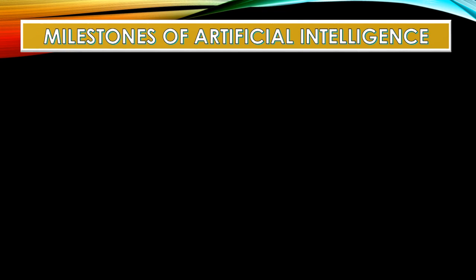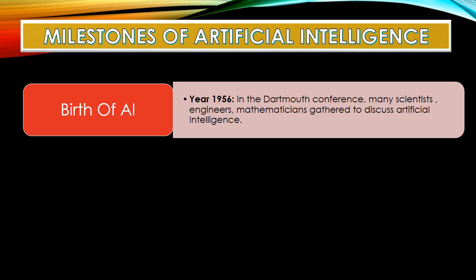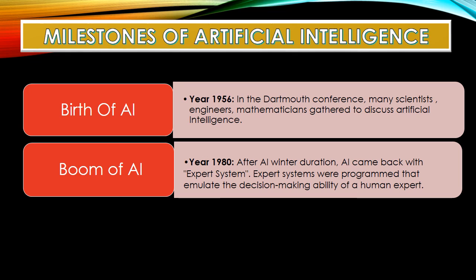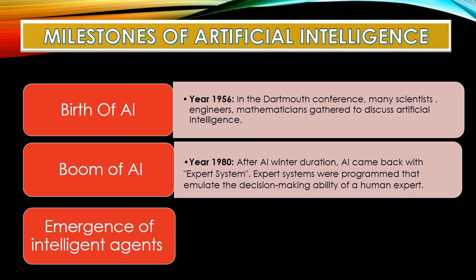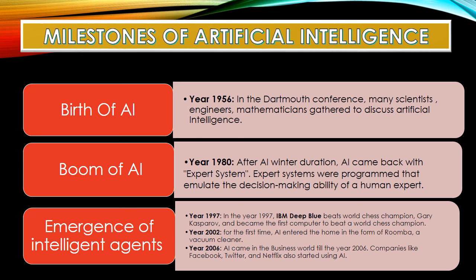Milestones of artificial intelligence. Birth of AI. 1956, in the Dartmouth conference, many scientists, engineers, mathematicians gathered to discuss artificial intelligence. Boom of AI. After the AI winter duration, AI came back with expert systems. Expert systems were programmed to emulate the decision-making ability of a human expert. Emergence of intelligent agents. In 1997, IBM Deep Blue beats the chess champion Garry Kasparov and becomes the first computer to beat a chess champion.